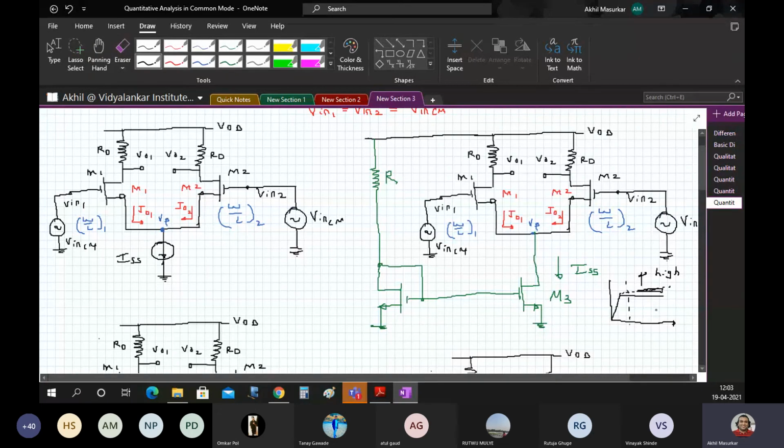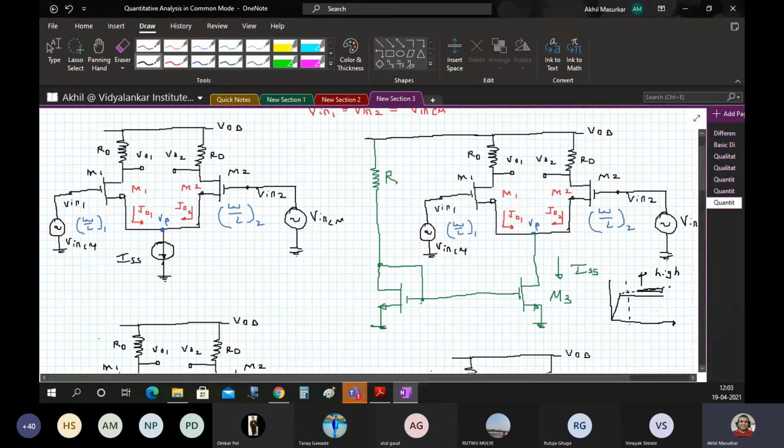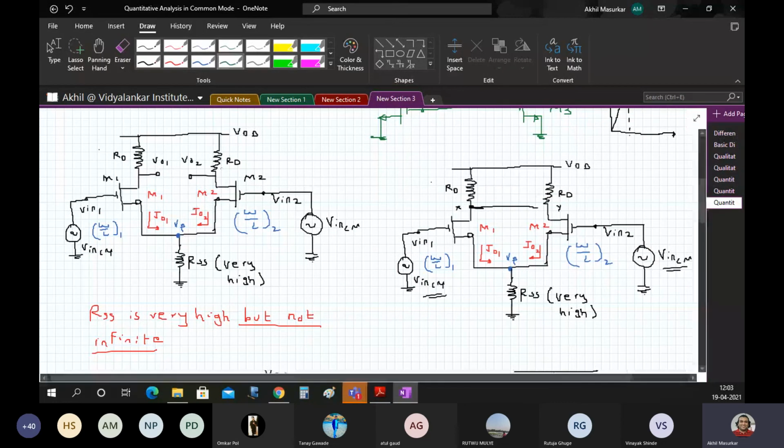But in the saturation region, if M3 is very small in size, then since the device is scaled down, channel length modulation may come into the picture and cause a slope in the output characteristics. A slope in the output characteristics means a very high resistance value, not an infinite value, but a very high resistance value. So I replace that M3 by RSS in the next circuit, and I mention there that the resistance is very high, but it is not infinite.